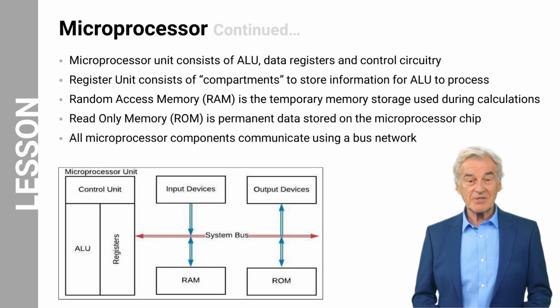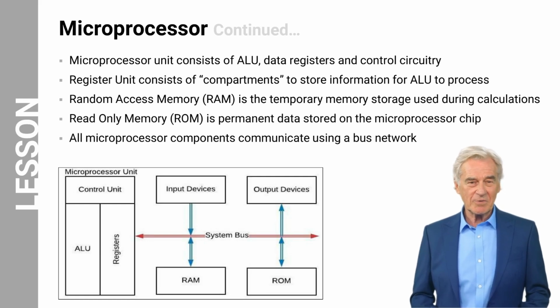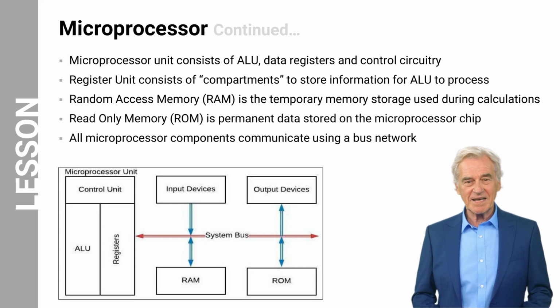A microprocessor unit is a well-organized system where each component plays a specific role in processing data. The control unit, ALU, and registers form the main processing team, with the register unit providing quick-access storage compartments for data that the ALU needs for calculations. The memory system uses two types of storage: RAM, or random access memory, which acts like a whiteboard for temporary data that clears when powered off, and ROM, or read-only memory, which holds permanent instructions like a carved stone tablet that stays intact even without power.